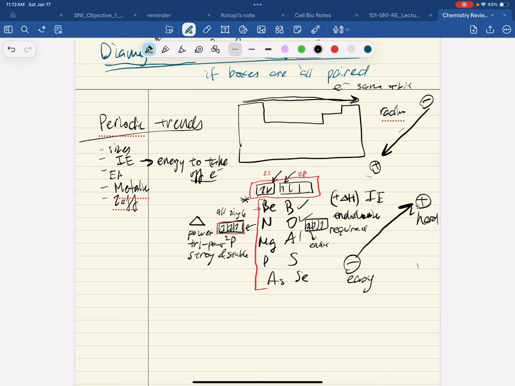Yeah, just remember, it's easier to remove spin paired electrons. Spin paired here, they're paired. It's easier to remove these because there's a repulsion between these two electrons.